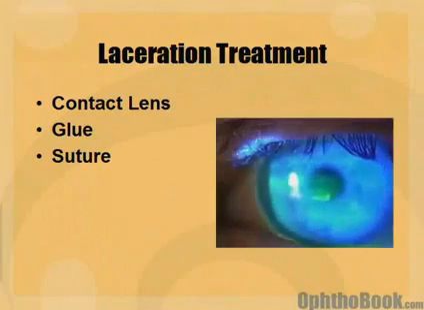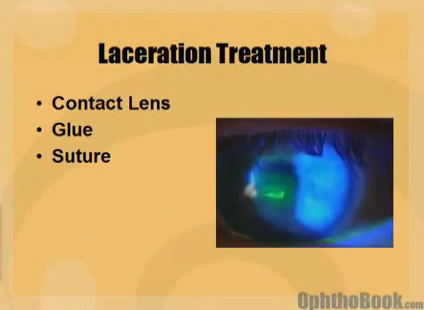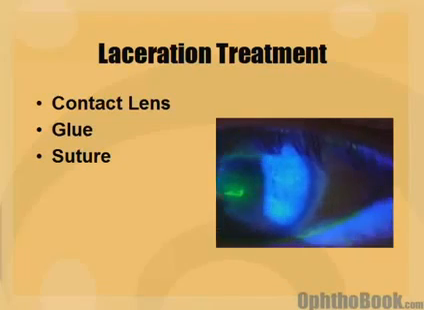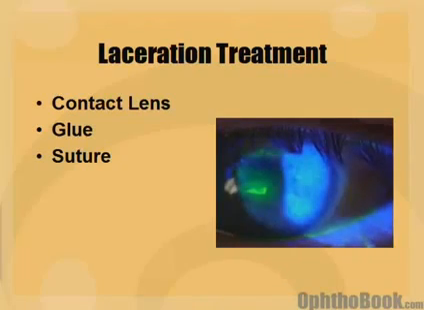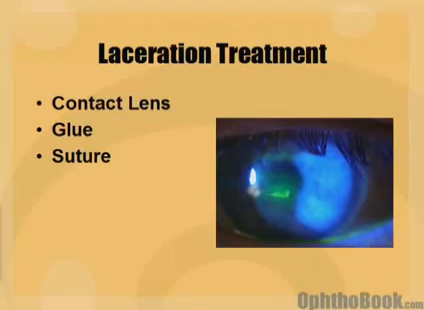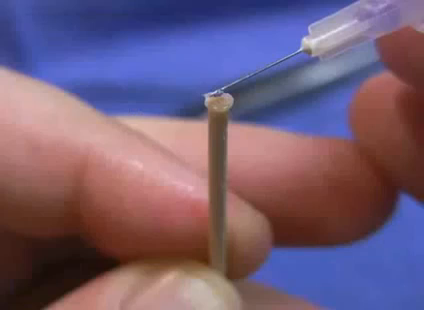Well, in this case there was a laceration, but the chamber was pretty deep, so sometimes just putting a contact lens on and seeing if it will seal up on its own can work. Other times we'll glue the area, but most of the time we do go straight to suturing, basically sew the thing up, because you can't have a leaking eyeball. You're set up for endophthalmitis. It's just not a good thing.